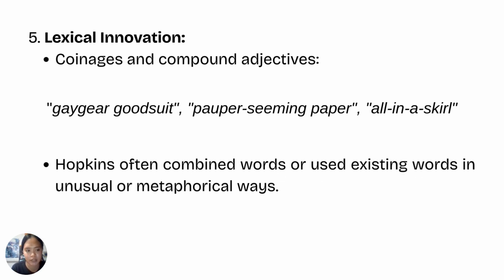Next is lexical innovation, which is coinage and compound adjectives. Hopkins often combined words to create compound adjectives, or words that describe nouns. So we have "gay girl good suit," "pauper seeming paper," "all in a skirl." The examples are made up words or unusual combinations, which are characteristic of Hopkins' style.